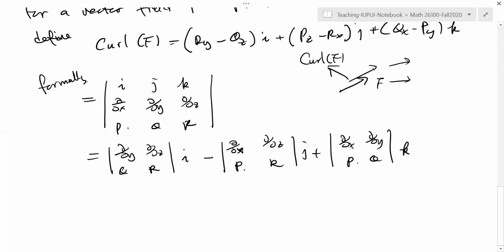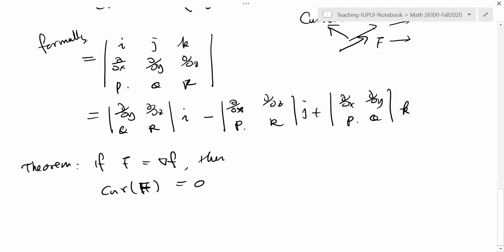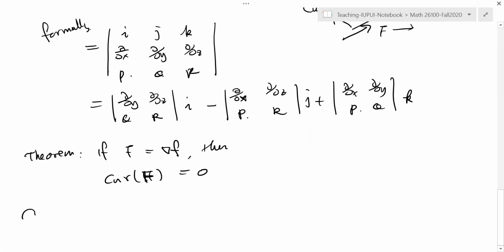Then you get the above expression. Okay, so this is a fact. And what we gather here is a theorem that says that if F is the gradient of some function, then all those coefficients are 0, so then curl of F is going to be 0. The question is, is it a necessary condition? Is it a necessary condition? Okay, question.